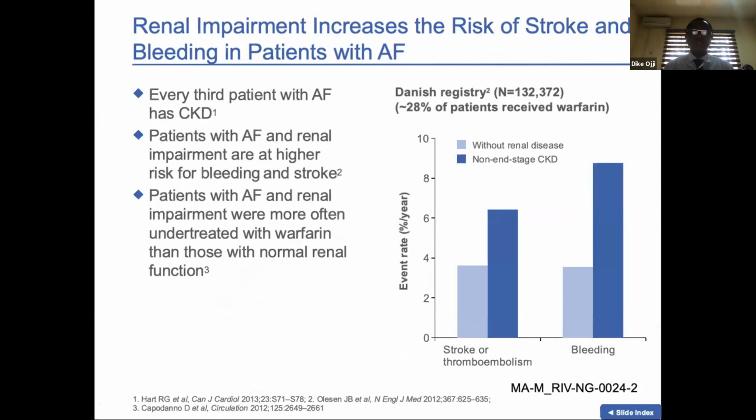The other issue we must always remember when we are dealing with atrial fibrillation is to look at the renal function of these patients. Renal impairment is said to increase the risk of stroke and bleeding in patients with atrial fibrillation. You can see from this study, when you compare patients without renal disease or chronic kidney insufficiency with those that have, the risk of either a stroke or thromboembolism or bleeding is far less in those without renal disease compared to those with renal disease.